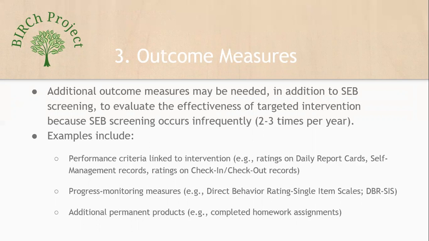And then finally, additional permanent products such as completed homework, projects that a student does, work samples. These types of outcomes can give you a sense as to whether or not behavior is indirectly impacting social, emotional, and behavioral functioning. So again, the goal is to articulate all of these outcome measures ahead of time as part of your plan, so that when a student begins receiving targeted Tier 2 intervention, you can put these measures in place and measure whether or not a student is making progress in the short term.